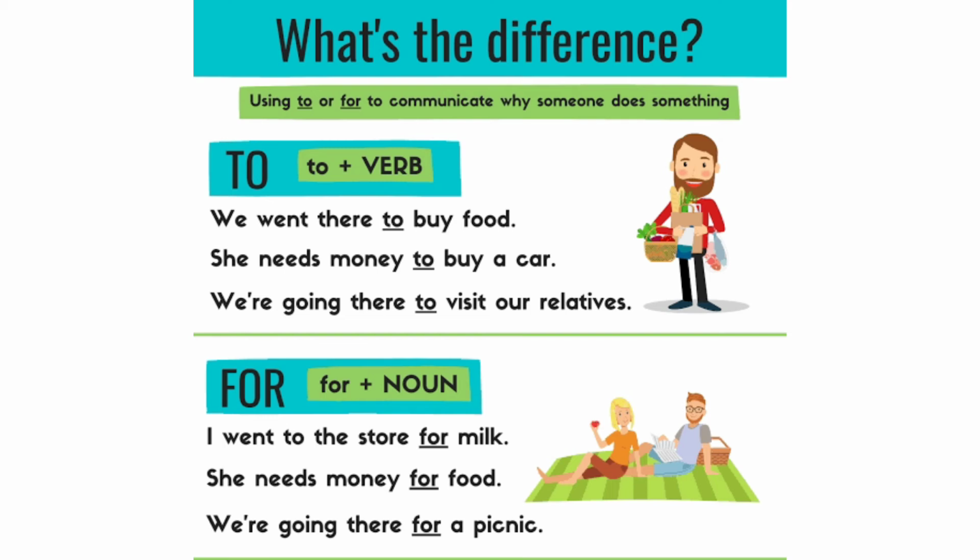Now let's see for plus noun. I went to the store for milk. She needs money for food. We are going there for a picnic. So this way you can use to with verb and for with noun.